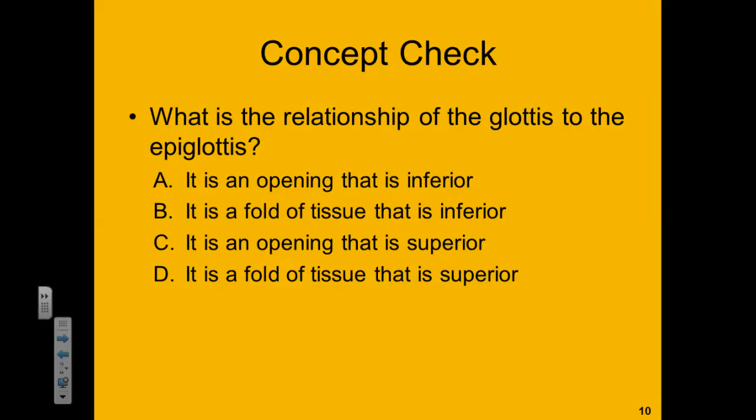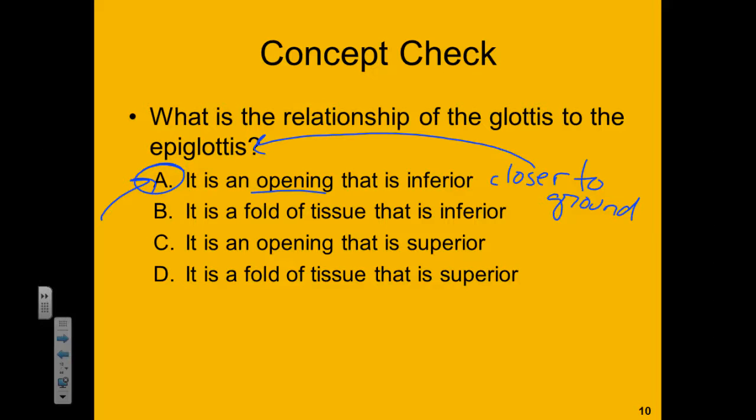The correct answer is A. The glottis is an opening which is inferior, which is a nice way of saying closer to the ground, compared to the epiglottis, which is a flap of tissue that folds over the glottis.